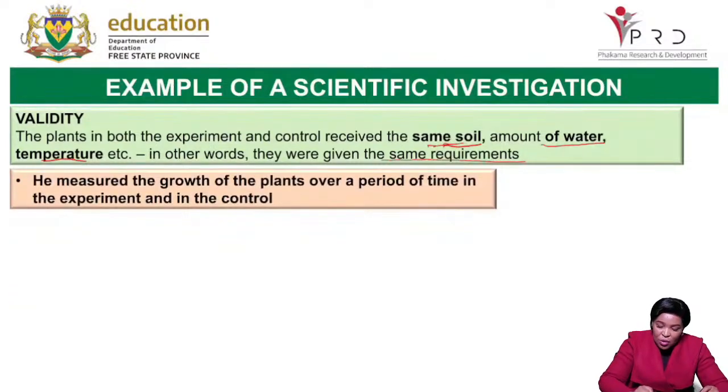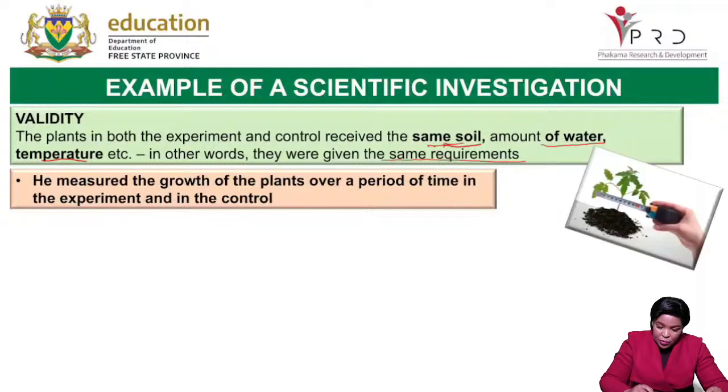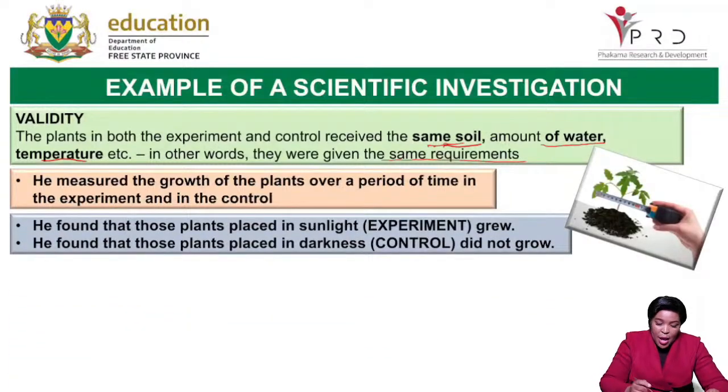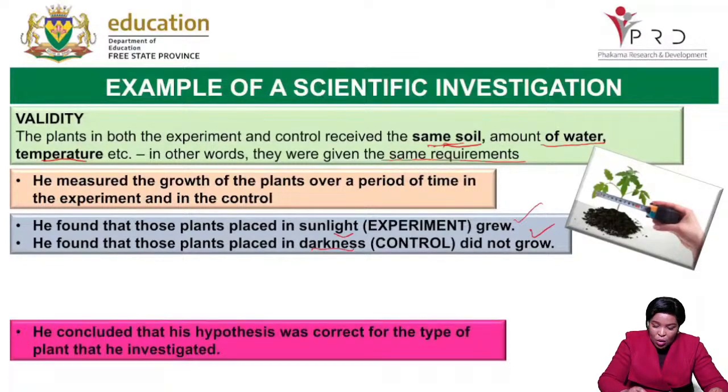Then he measured the growth of the plants over a period of time in the experiment and in the control. Remember, we did say. Then he found that those plants that were placed in the sunlight grew. Those that were in the darkness did not grow. So you see, from that, he can already draw a conclusion.